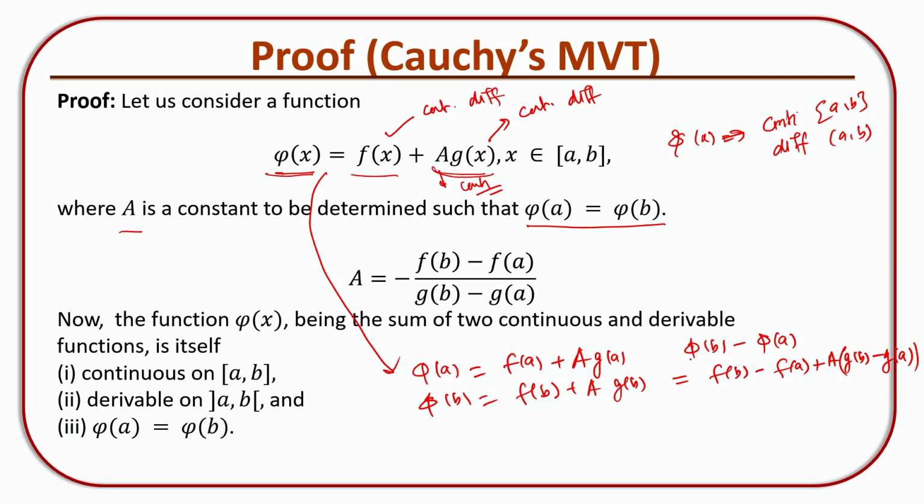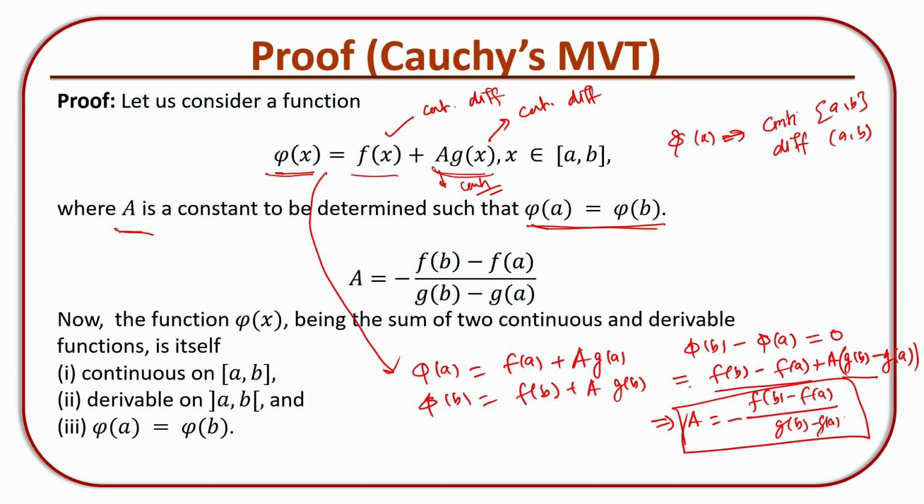And we know that phi(a) and phi(b) are equal here. So, the difference between phi(b) and phi(a) is going to be 0. This will give you a is equal to minus (f(b) minus f(a)) divided by (g(b) minus g(a)), right? That is the minus one here. So, this gives us the value of a.